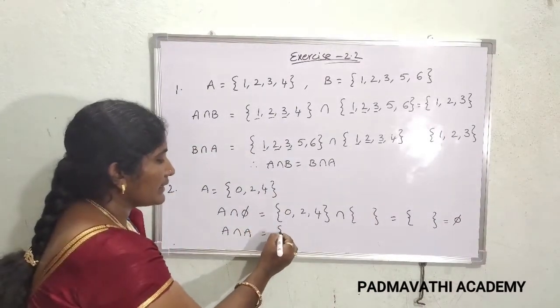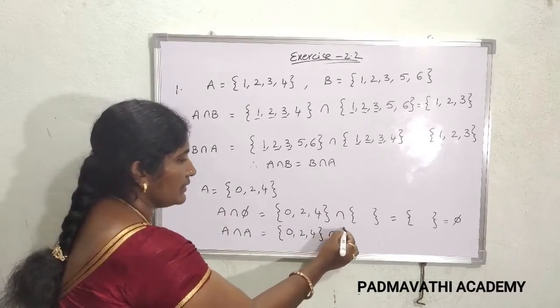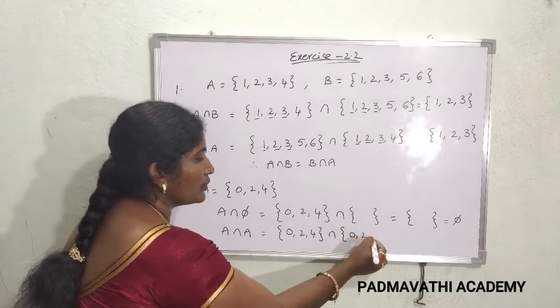Next question, A intersection A: 0, 2, 4 intersection 0, 2, 4.